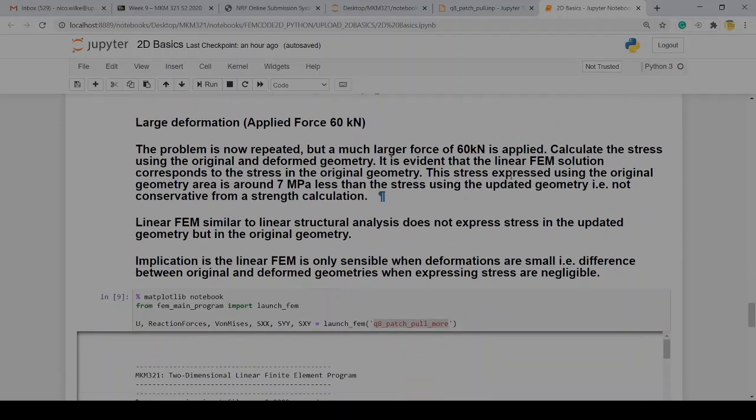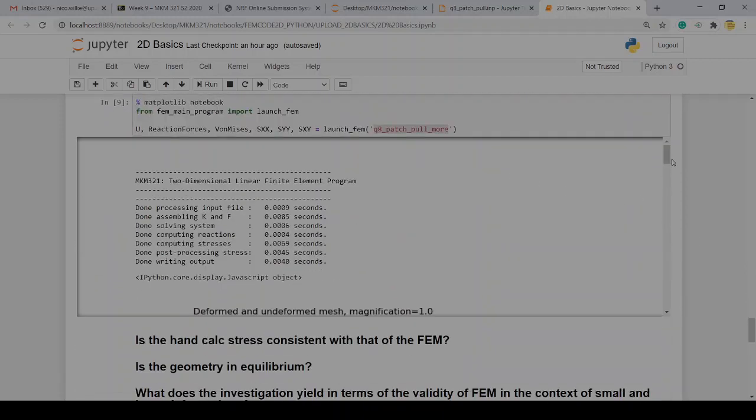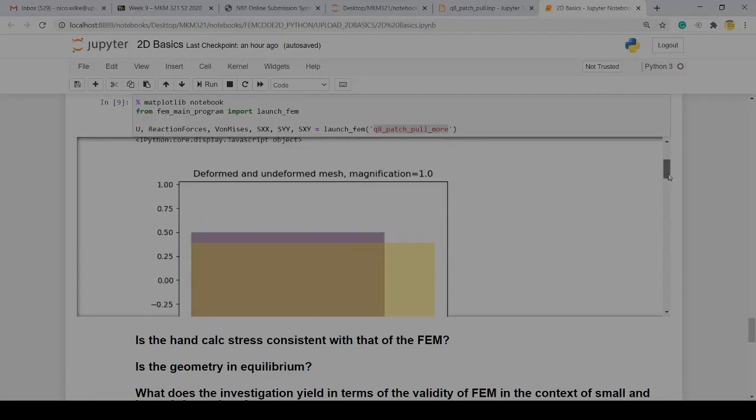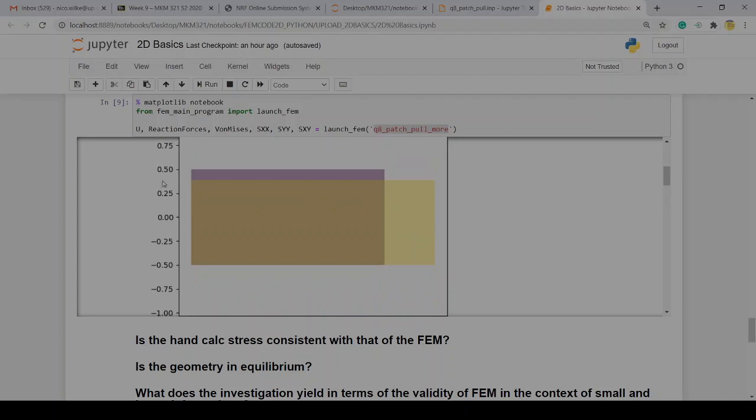Now we're going to pull with 60 kilonewtons. We can go through the same scenario again. But now, this is the magnification factor still 1, so this is the actual deformation that we see. And let's look at the stress. What we can see here is that this cross-sectional area is considerably smaller because of the pulling that has happened. Okay, what is important to understand from this showcase here is the stress is always computed relative to the original configuration for linear elasticity.